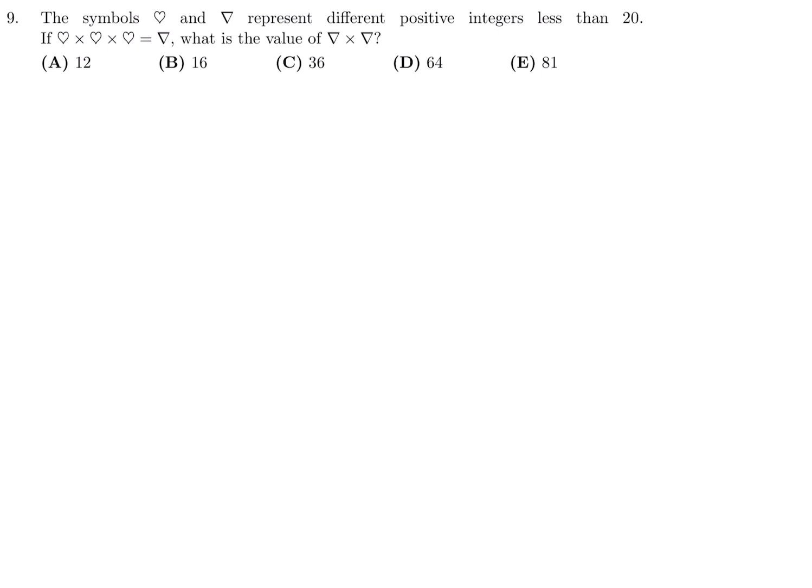The symbols heart and triangle represent different positive integers less than 20. If heart times heart times heart is triangle, what is the value of triangle times triangle? So let's try 1. 1 times 1 times 1 is equal to 1. But that doesn't work because they have to be different. The heart and the triangle have to be different, right?